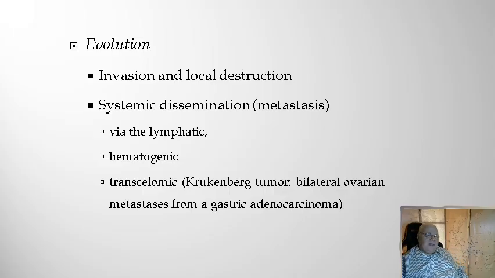They also can generate hematogenic metastasis, much more rare, but not rare at all after all. All the adenocarcinomas of the digestive tract can generate metastasis in the lymphatics, but also by blood in the liver.